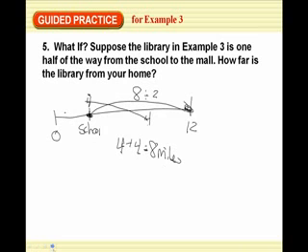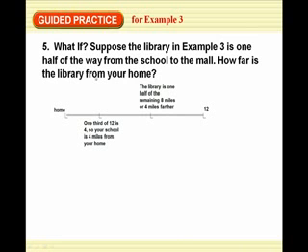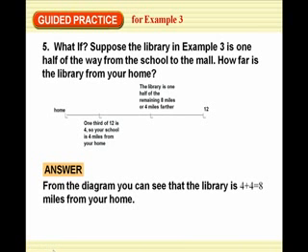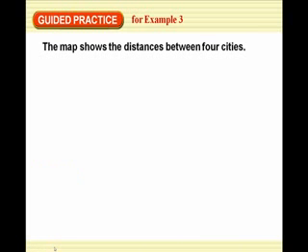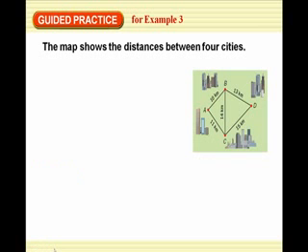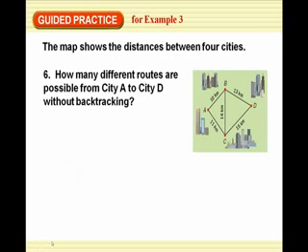Notice there's the picture, kind of the same thing I drew. Solve it. Okay, the map shows the distance between 4 cities, and let me see if the map is on here. There we go. Good. So, how many different routes are possible from city A to D without backtracking? That means you can't go back over a road that you've already been on.